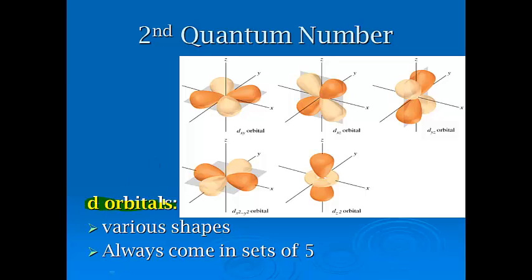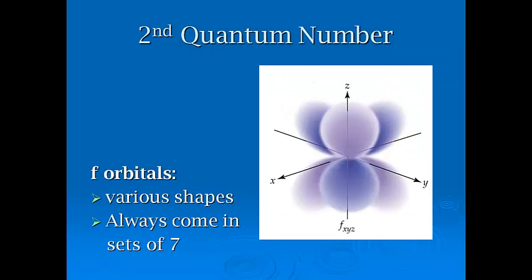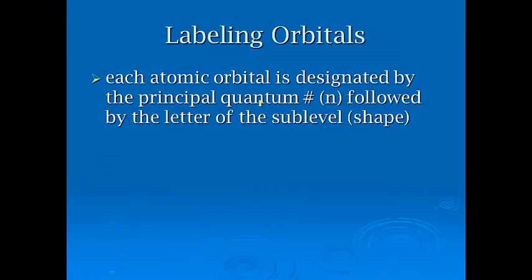Now with d orbitals, they come in various shapes. You don't have to know them, but they always come in sets of 5. And that's going to be important for the d orbitals. Again, we're going to tie this to the periodic table, and hopefully it's going to help make that make a lot more sense to you a little bit later. And then with the f orbitals, they're always going to come in sets of 7. Again, we don't even have to worry about the shapes. They're ugly. We need to know that there are 7 of them.